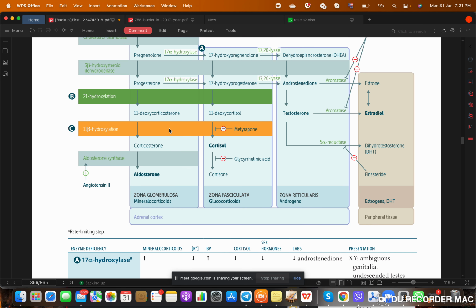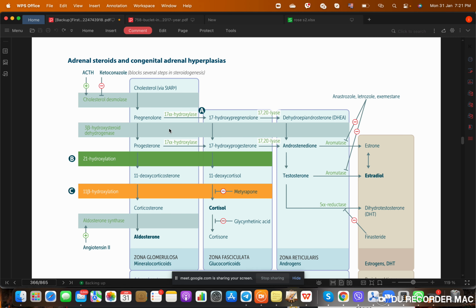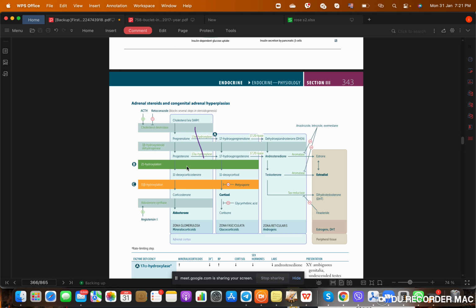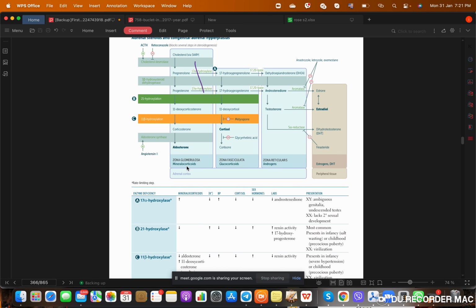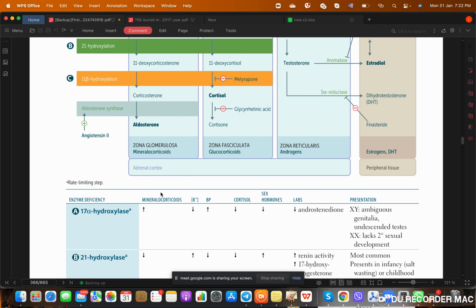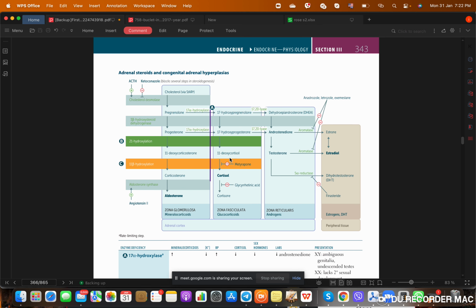Let's speak about the next disease, which is the 17 alpha hydroxylase deficiency. Boom, this one is messed up. Look what happens. You cannot convert this to this, but the downward conversion is okay. That means you cannot make the cortisol anymore. But can you make the aldosterone though?